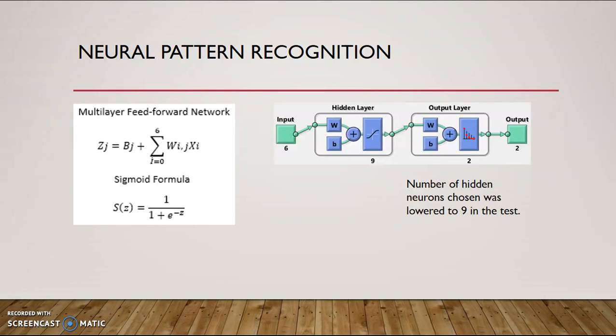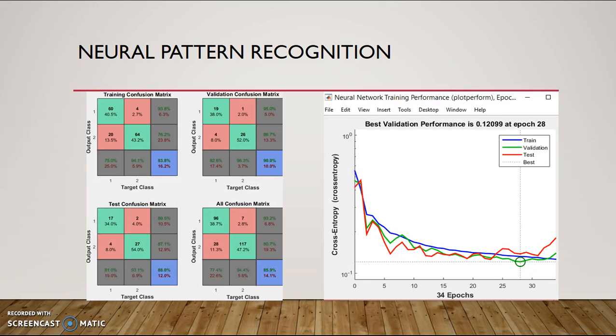This is our neural pattern recognition formula that is used in MATLAB, and here's the number of hidden neurons chosen. We lowered it to 9 in the test. Then here in the neural pattern recognition, again, here's the confusion matrix for it, and as you can see on the bottom right corner of each square you see the total percentage of correct classified, and underneath in red is the percent misclassified. So as you can see, they're pretty good percentages: 90, 83, 88, and 85 for the target classes.